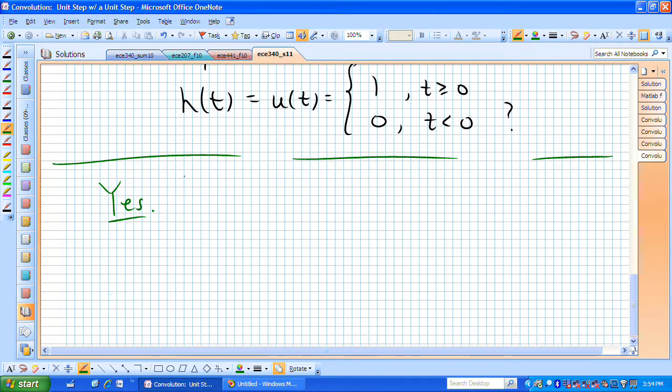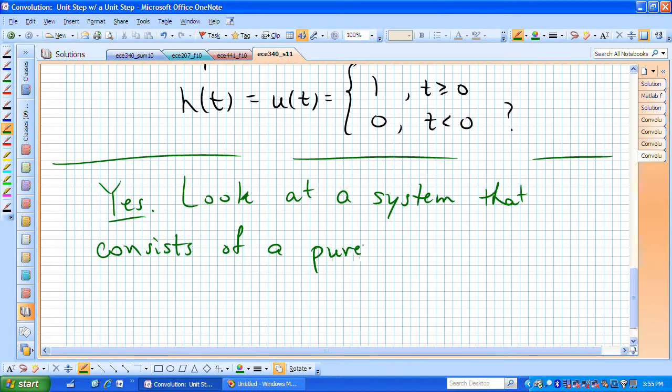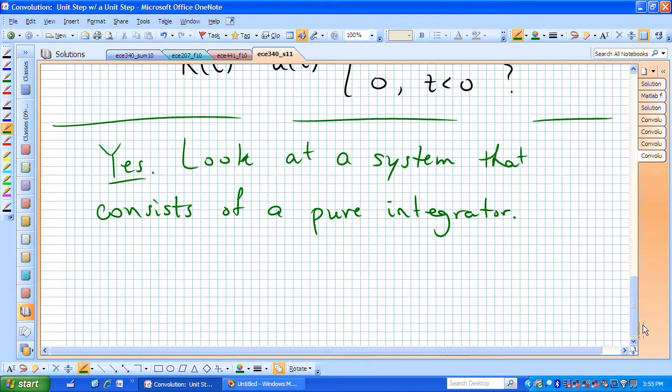But the answer is yes, and one system that we can create, and you can actually build this with an op-amp and a capacitor and some resistors, is to look at a system that consists of a pure integrator. In block diagram form, here is our system.